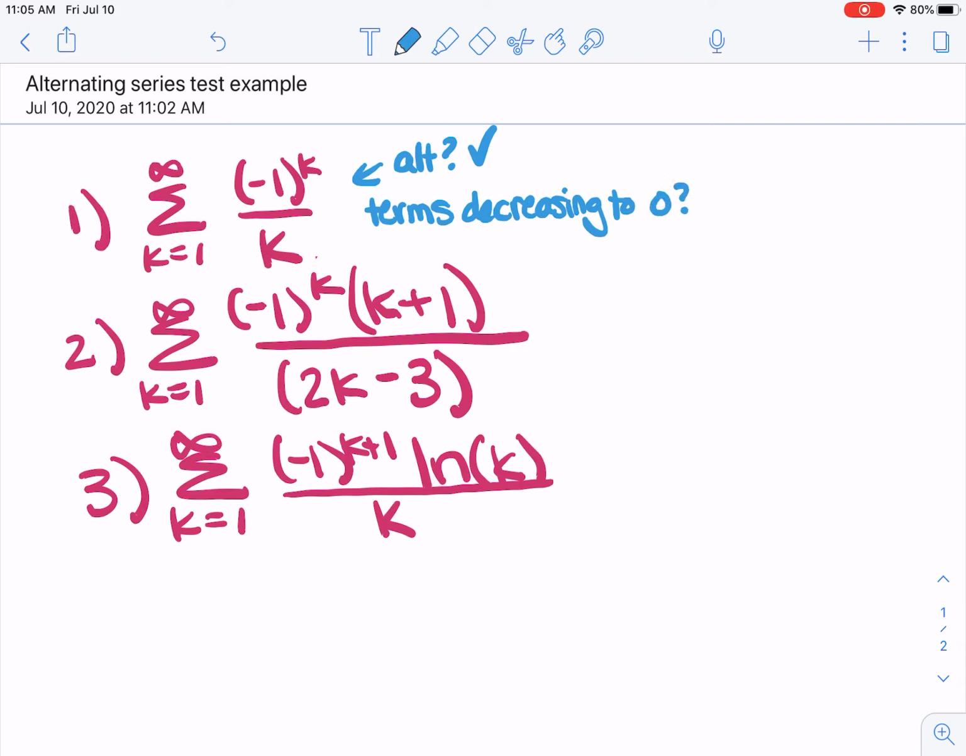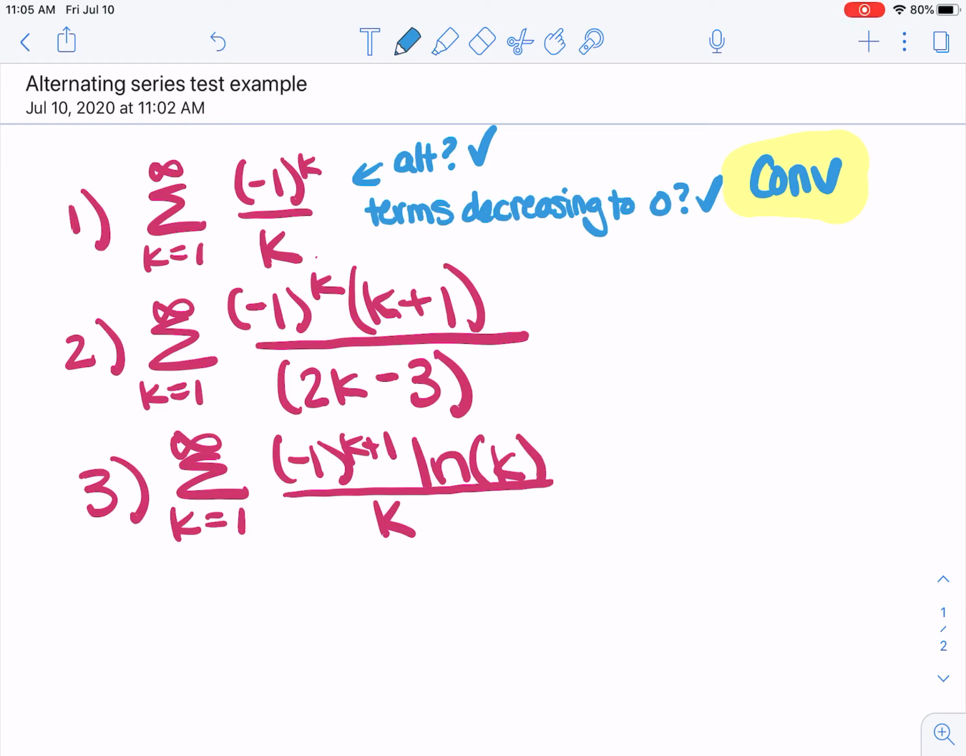And so in magnitude, we're looking at just the positive or the absolute value of the terms. So 1, 1/2, 1/3, 1/4, 1/5. Those are definitely decreasing. They're definitely decreasing to 0. So check. This converges. So that's a convergent alternating series. And that's how easy it is often to apply the alternating series test.